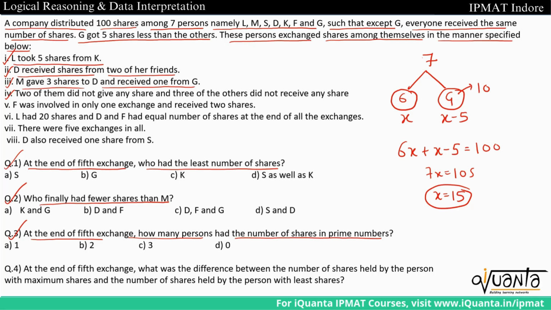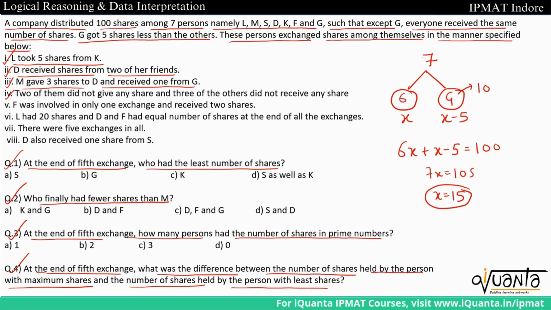Third one is at the end of the 5th exchange, how many persons had the number of shares in prime numbers? If we have that whole table in which we have the whole track of the transactions that happened, then we can solve this question. Fourth one is at the end of the 5th exchange, what was the difference between the number of shares held by the person with maximum shares and the number of shares held by the person with least shares. So let us go to the next slide.